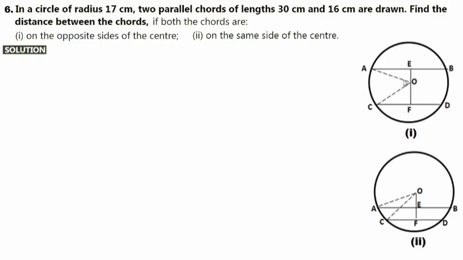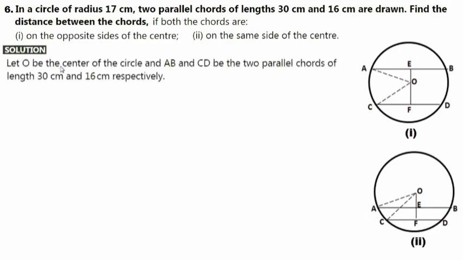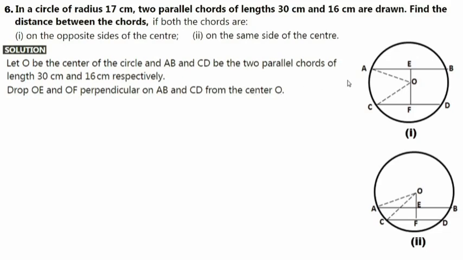So see here carefully, OA and OC. Here also OA and OC represent the radius. O being the center of the circle, AB and CD are two parallel chords. As I told you, AB and CD are parallel chords of length 30 centimeter and 16 centimeter respectively. It is given. So AB is 30 and CD is 16 centimeter in both the cases, remember. Now drop OE and OF perpendicular on AB and CD from center O. I have already talked about this. OE is perpendicular to AB and OF is perpendicular to CD. That's what this sentence says.